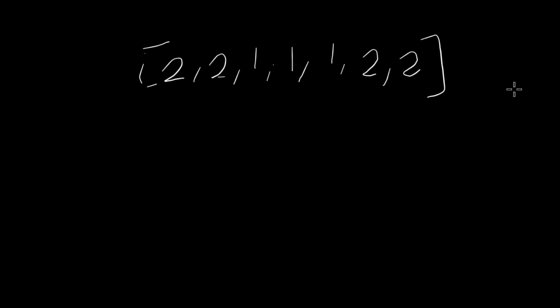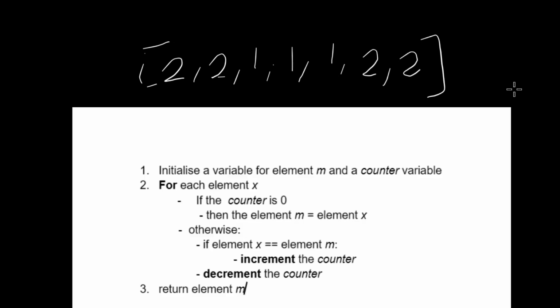For every first, we are initializing an element m and a counter, and for each element x, that is when we are looping through the array, if the counter is 0, which it would be initially, right? Because when we initialize a counter, there is nothing that has been counted, so it is 0. So if the counter is 0, then the element m is going to be equal to the element x.